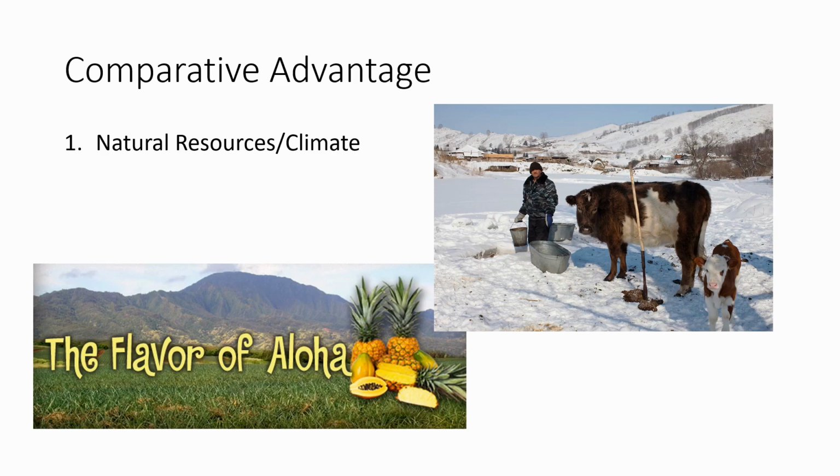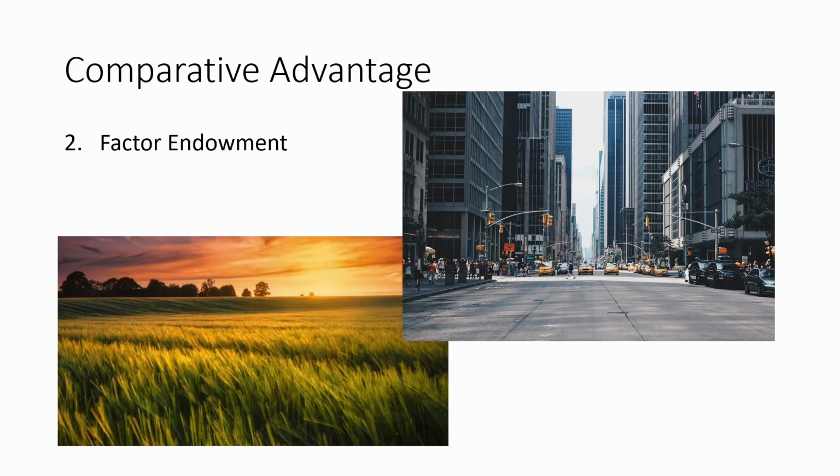You would have to make a greenhouse in Alaska to grow the pineapples year-round and then pay to heat the greenhouse, and they're not naturally available. So in Alaska, you may do other things like get salmon or raise cattle. Okay? So natural resources and climate are going to be different in different countries and allow for different goods to be produced. The second thing is factor endowment.